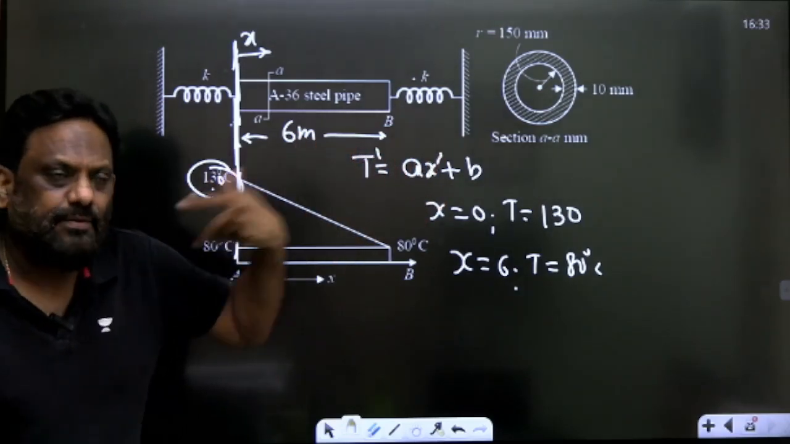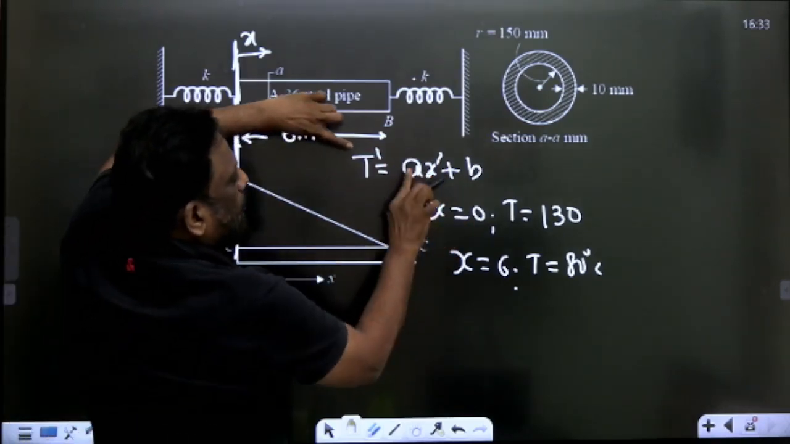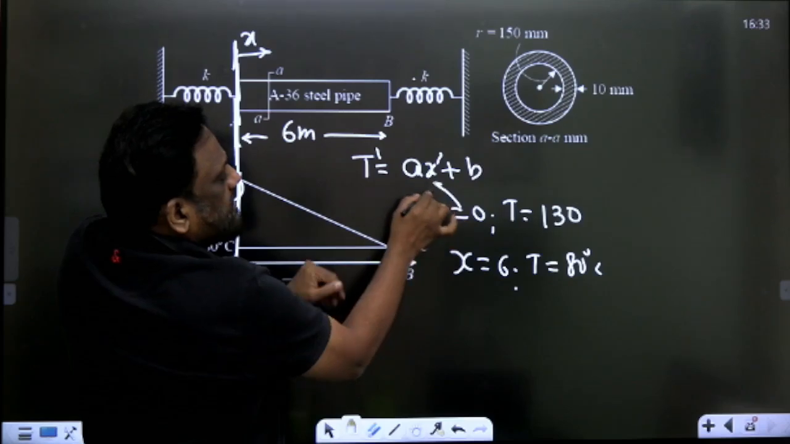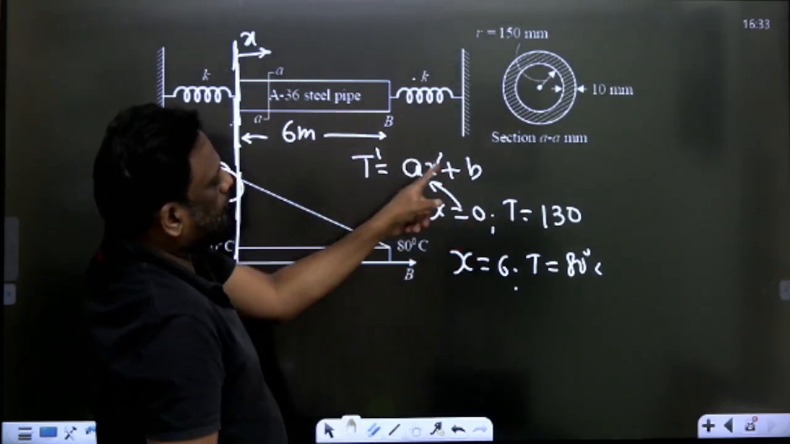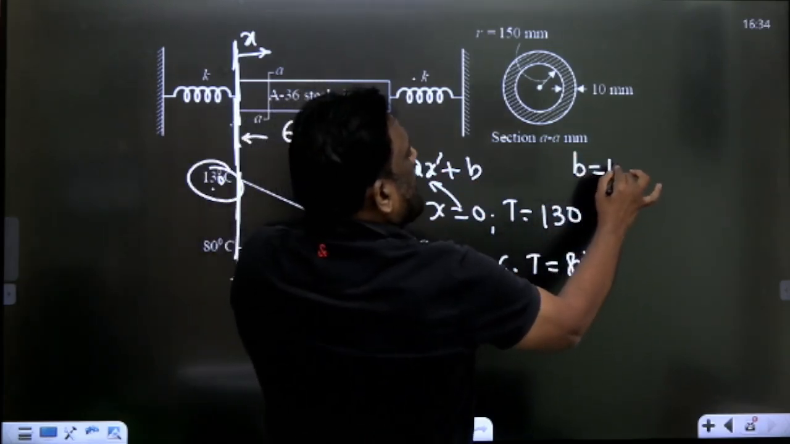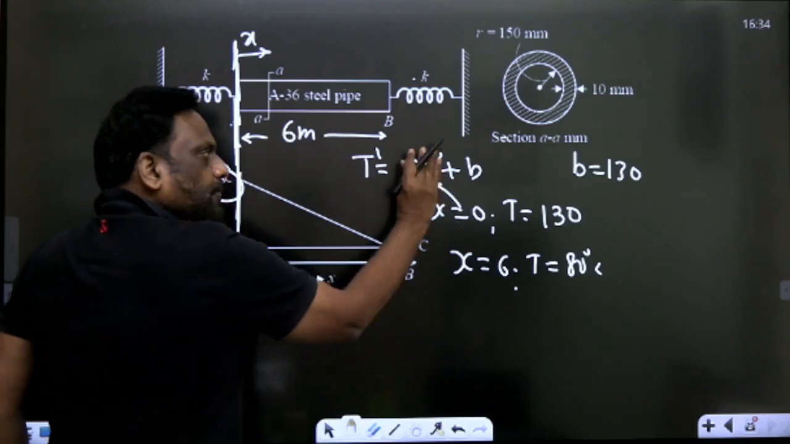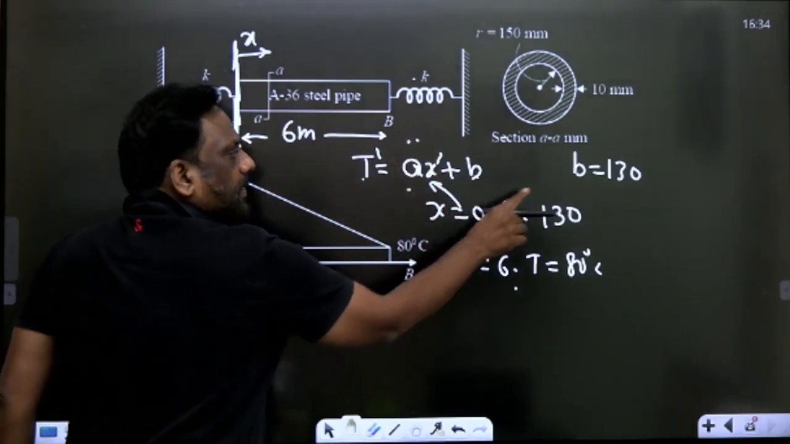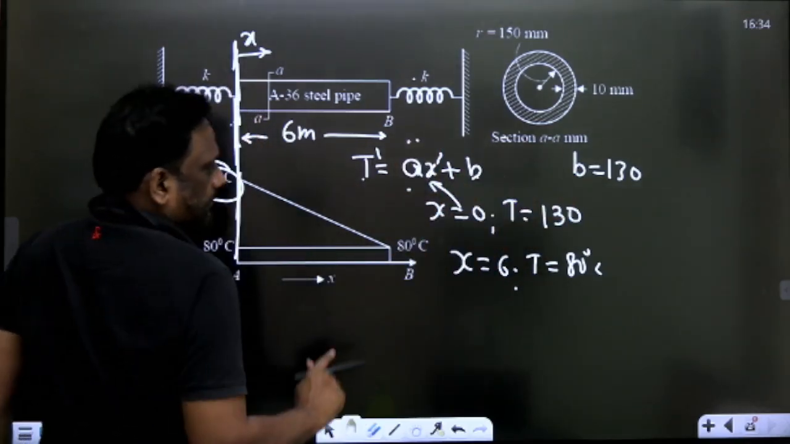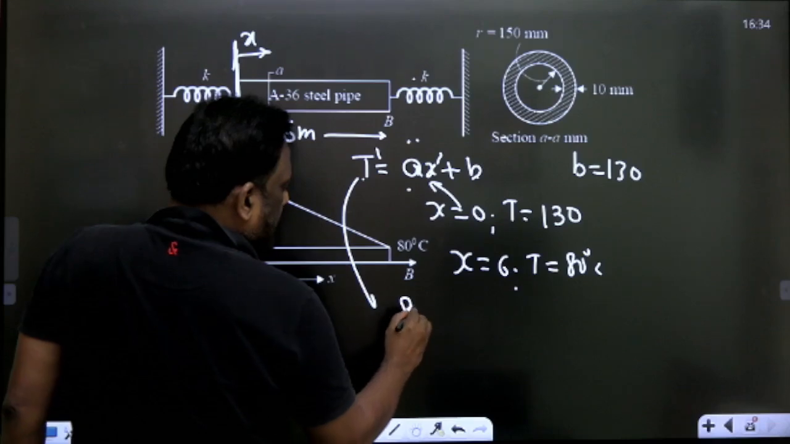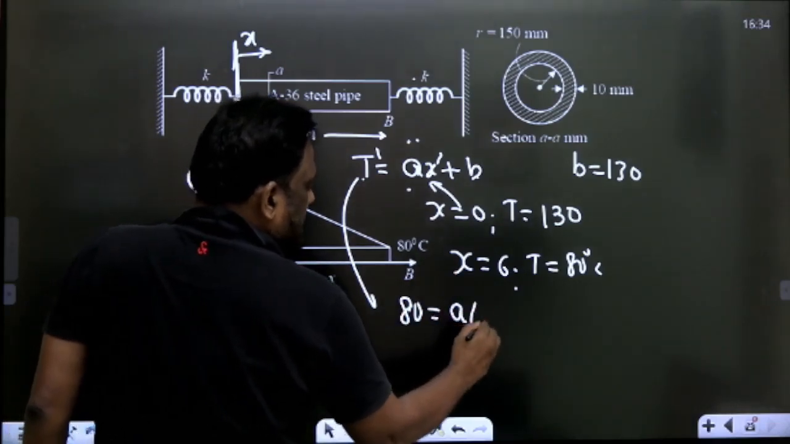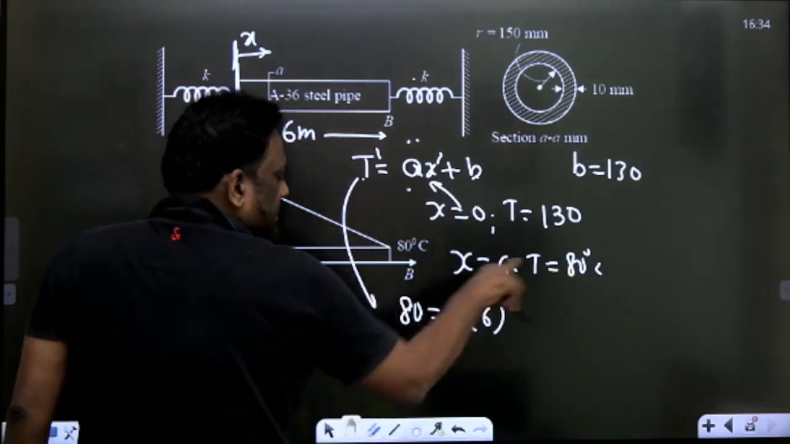Let me construct the equation. When X is 0, this term will be 0. Temperature is 130, so B will be equal to 130. Let me repeat, sirs. When X is 0, temperature is B, but T is already 130, so B is 130. Next, when X is 6, I repeat, T is 80.